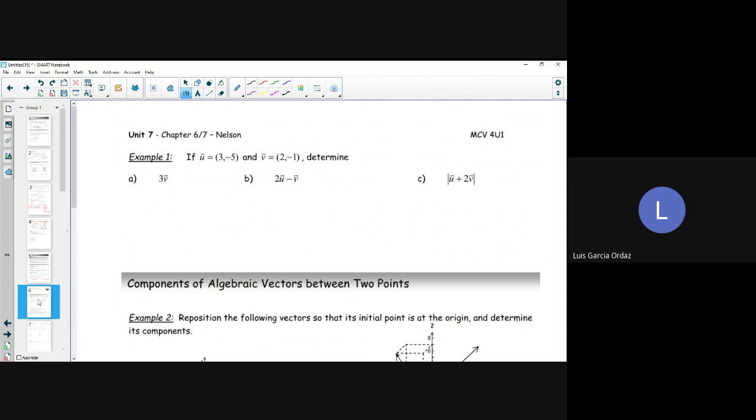(6, negative 3). Thank you for the answer. So it's 3 times (2, negative 1), which gives me (6, negative 3). Perfect. Now I have b, which is 2 times vector u minus vector v. So I'm taking my vector u, multiplying that by 2, minus vector v. Take a couple seconds to compute that and tell me what my new vector is going to be.